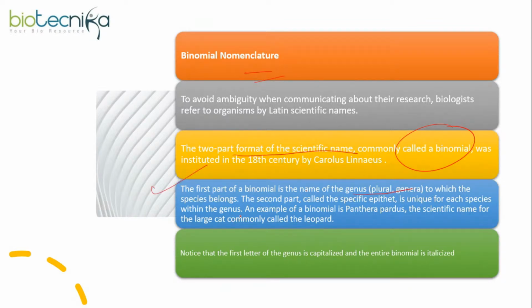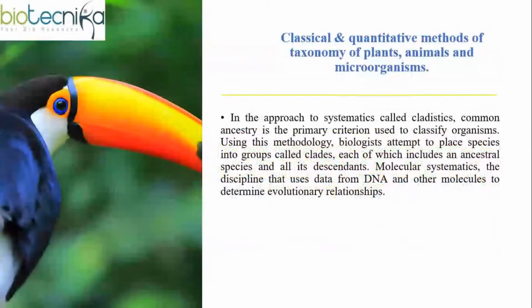Now, coming back, the first part of the binomial is the name of the genus to which the species belongs. The second part is called the specific epithet, and it is unique for each species within the genus. We all know an example of a binomial can be Panthera pardus. The first part starts with a capital letter, and the second starts with a small letter. This is how we do it.